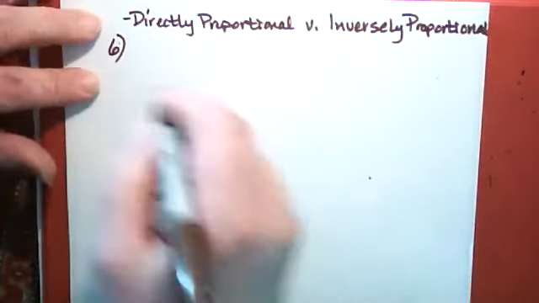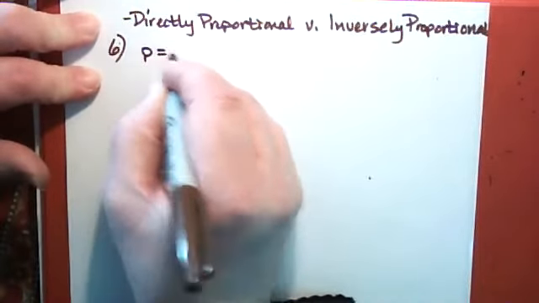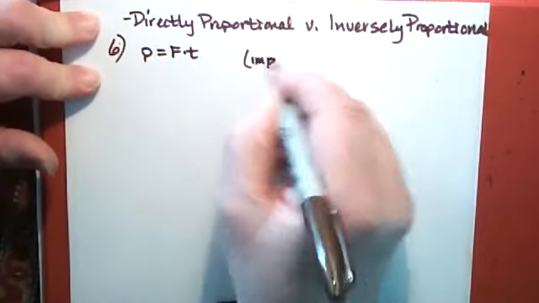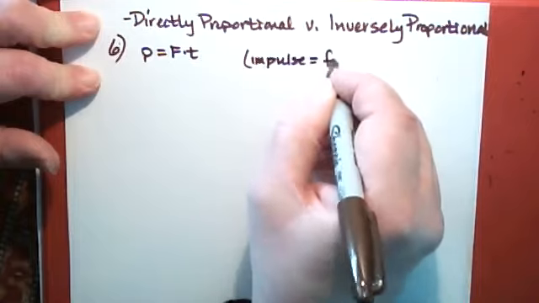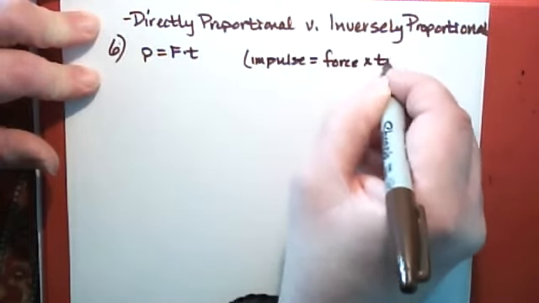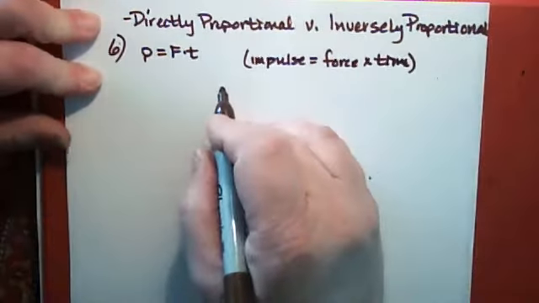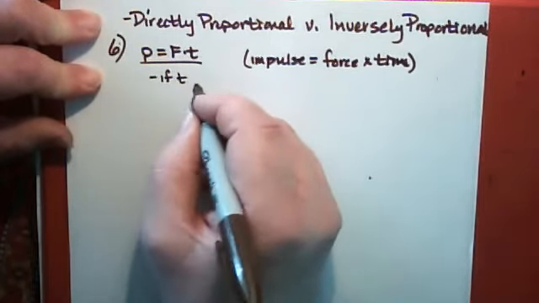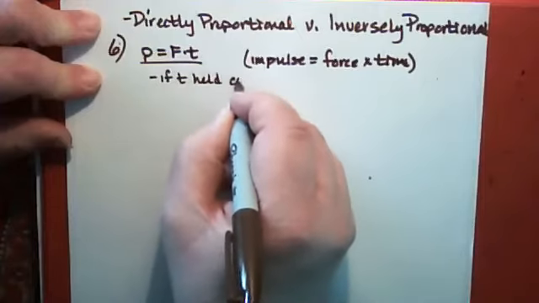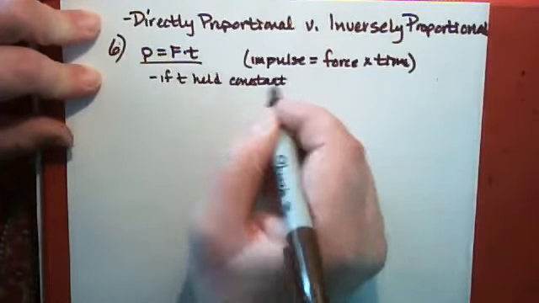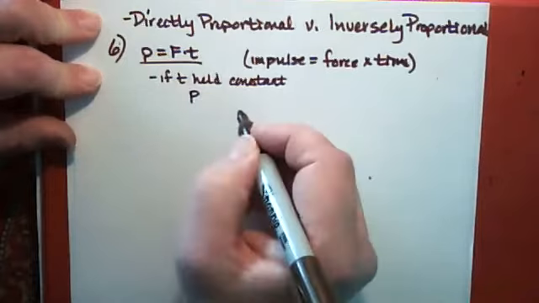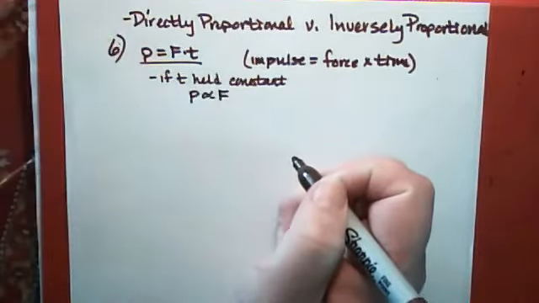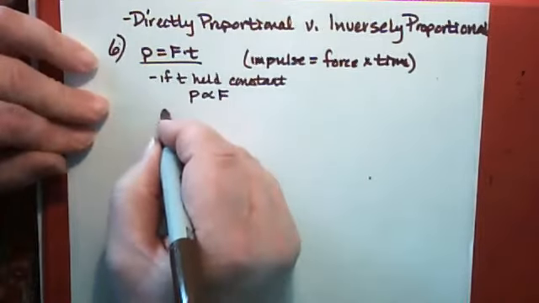But anyway, number 6 is consider the equation P equals Ft. Again, this is impulse equals force times time. It's an equation we saw a little bit a while ago. And if time is held constant, then impulse is proportional to force.